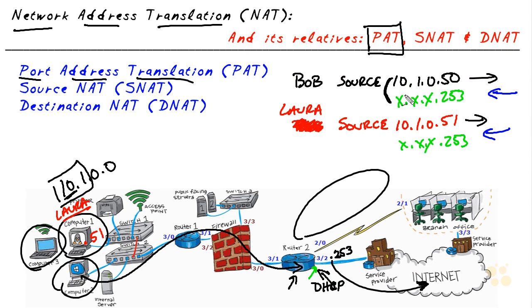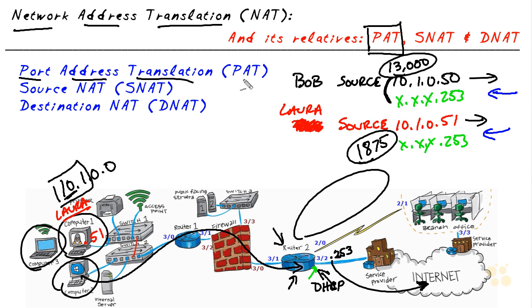So for example, maybe Bob's source port was 13,000 and maybe Laura's port was 1875. That will also be tracked in the translation table on router 2 so that when the replies come back based on the ports involved and the types of traffic, the router can correctly send back the response to the correct client.